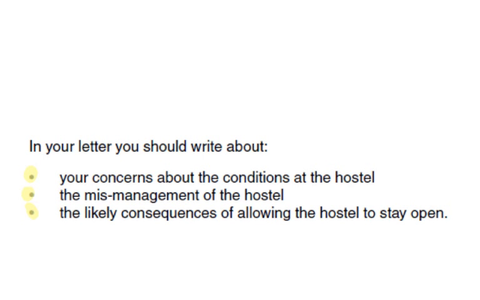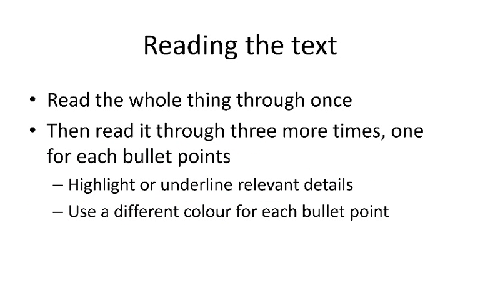So how should you go about this? Well, the first thing to do is read the question, as we've just done. We know what we're looking for. Read the whole text through all the way. Then read it again 2 or 3 more times, once for each of the bullet points. Highlight or underline relevant details. And a really good tip is to use a different colour for each of the bullet points. That's a really nice way of making sure that you can see later on which information you need.